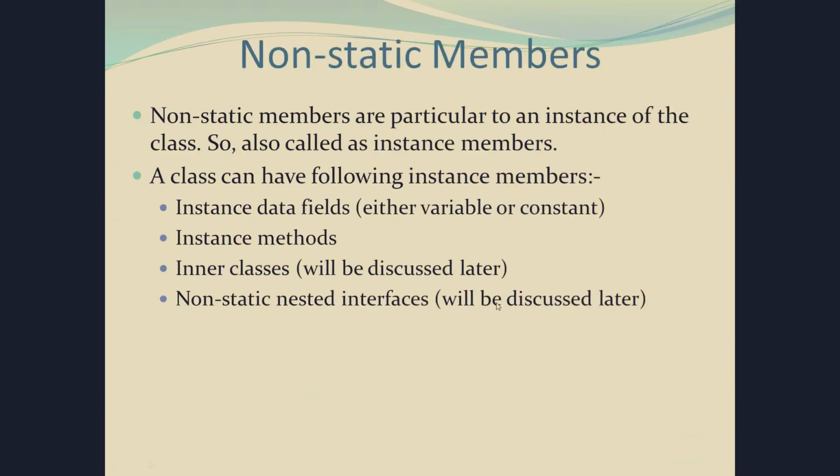Next one is non-static members. Previously we have seen that any member that is not marked as static is called a non-static member of the class. We can create instance data fields, instance methods, inner classes, and non-static nested interfaces of this type, that is non-static. Non-static members are particular to an instance of the class, so they are also called instance members.